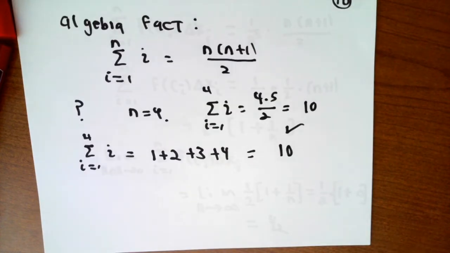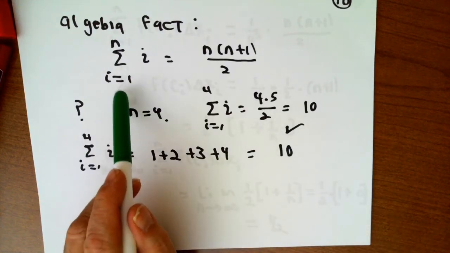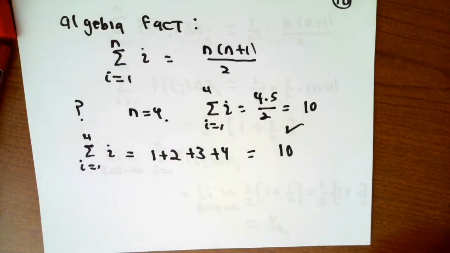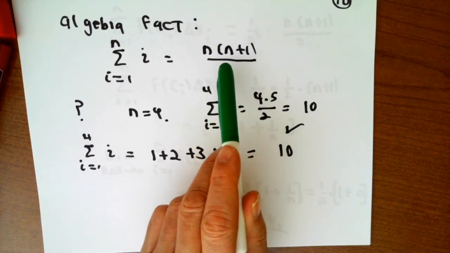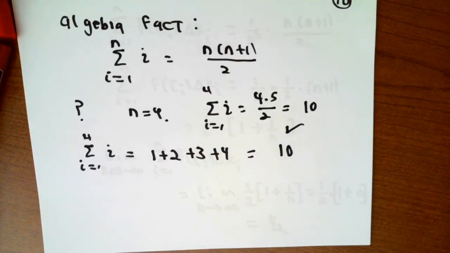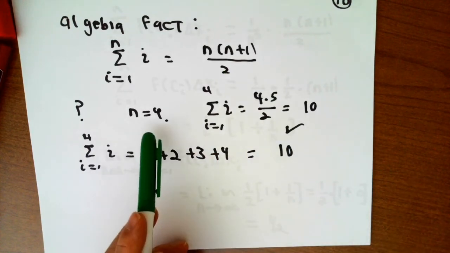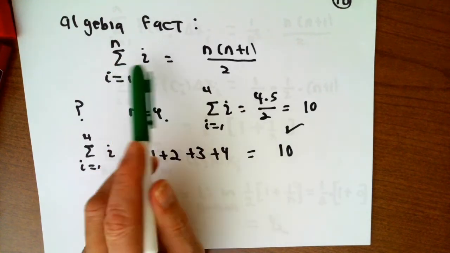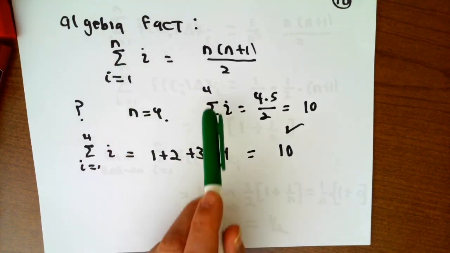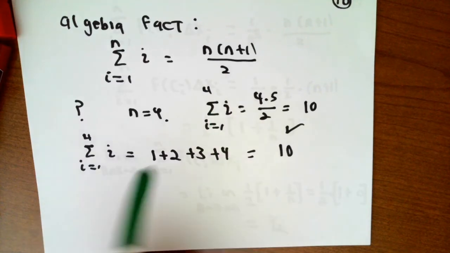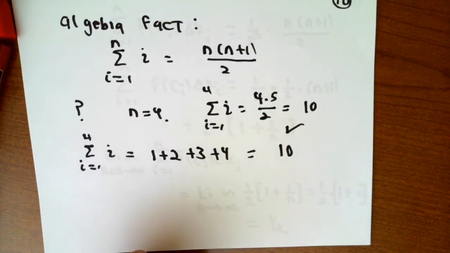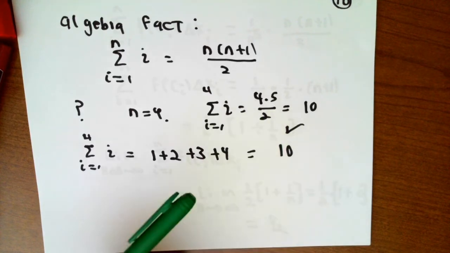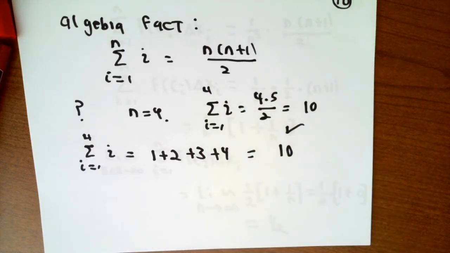There's an algebra fact that was mentioned in Chapter 4. If you do the sum i equals 1 to n of i, it turns out that that's always equal to n times n plus 1 over 2. To look at a specific example, suppose that n equals 4. This algebra fact claims that the sum i equals 1 to 4 of i should be 4, that's the n, multiplied by 5, n plus 1 that is, divided by 2. This would be 20 over 2, which is 10.